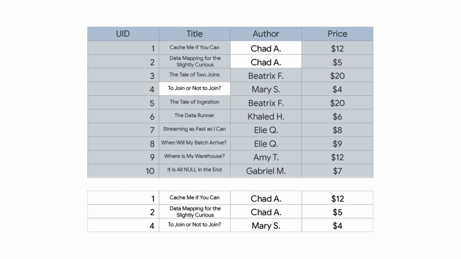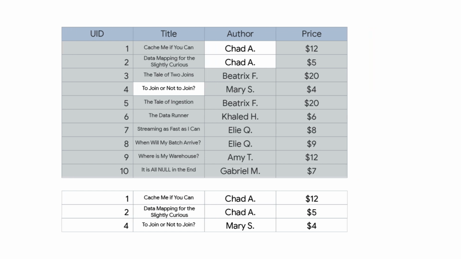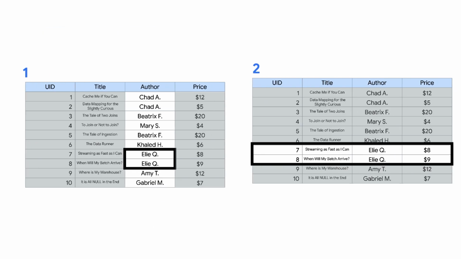In the sample dataset, this will return 3 rows, since Chad A is the author of 2 books and To Join or Not to Join is the title of 1 book. When you filter on a dimension, the filtering happens first on the raw data before any calculation. This means that the filter will only be applied to the rows that match the criteria, and the calculations will be performed on the filtered data.